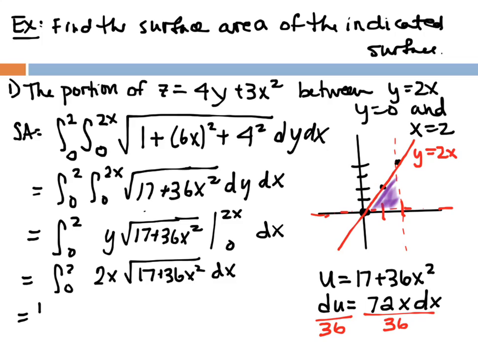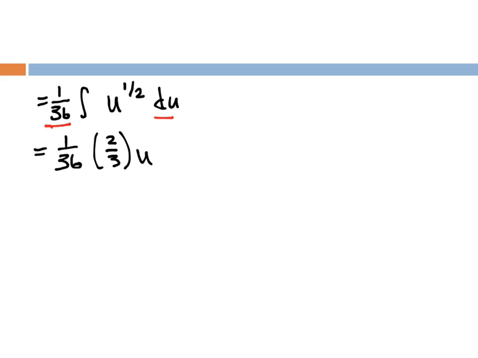So I end up with 1/36 integral from 0 to 2. I have the square root part, so I'm going to write that as u. Oops, let me leave my limits of integration off since I'm in u now. u to the 1/2 du. So the 2x dx gets replaced by the du over 36. Very nice. 1/36. What's the integral of u to the 1/2? 2/3 u to the 3/2.